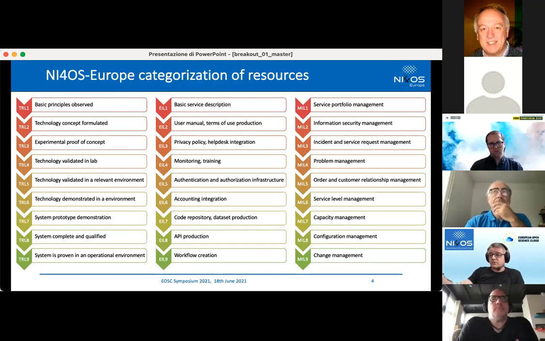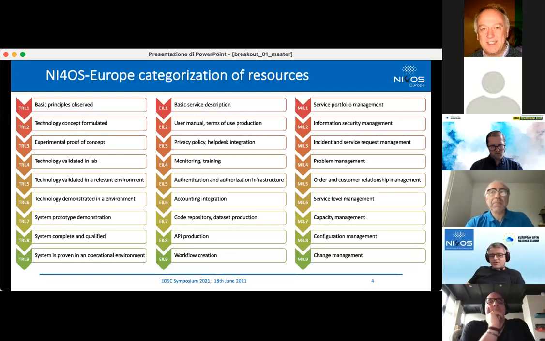In terms of levels, all these criteria are put in this matrix, and we can say that we are onboarding resources with technology readiness level of 9. So these resources have already been used in production mode, with the EOSC integration level 4 and with the management integration level 3. So 1 minute to go. Okay, so let's speed up.